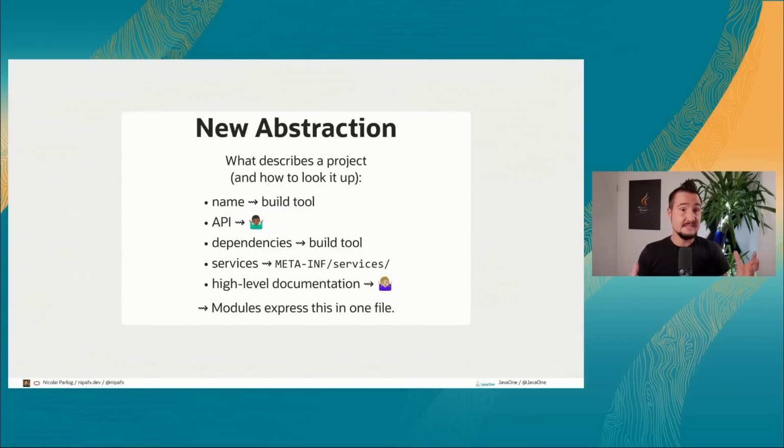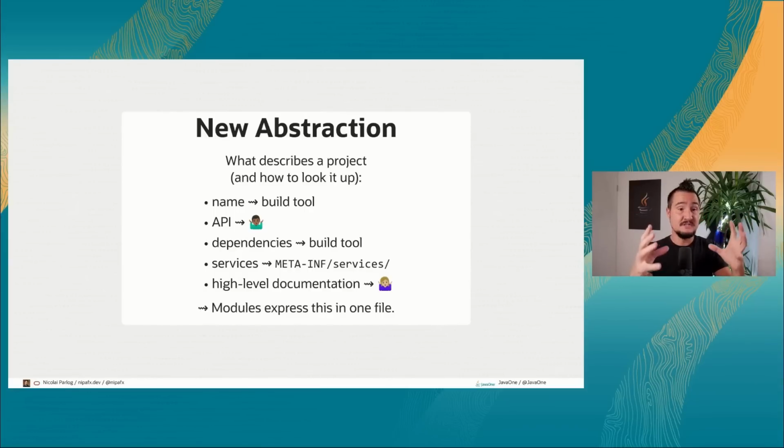The other thing the module system provides is a new abstraction, a new singular point for a lot of information. So if you think about what makes up a module, a jar, a piece of your code, it's something that has a name, an API, dependencies, might have services, and probably requires some documentation. Without modules, where is that information? The name is hidden somewhere in the build tool. The API, you just don't know. Everything that's public is probably part of the API. The dependencies are listed in the build tool. Services are somewhere off in the META-INF folder, as we just discussed. And high-level documentation could be a README, could be in your Confluence of your project or wherever.